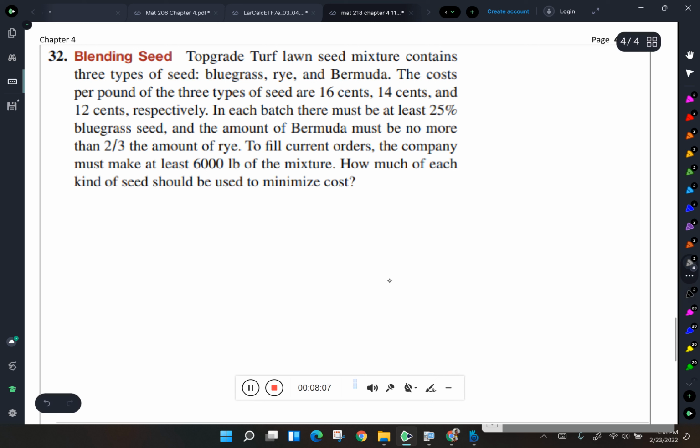Okay. I heard 3 variables, so we'll start there. x1, x2, x3. x1 is going to be, what are these things measured in? Pounds. Pounds of, and I'll make it bluegrass. x2 will be pounds of rye. And x3 will be pounds of Bermuda.